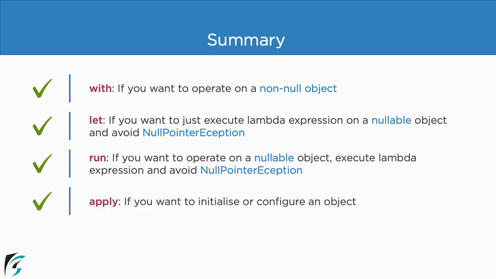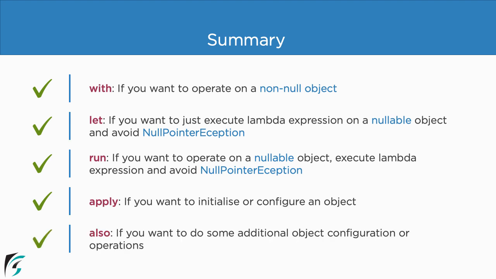Moving on, you can use apply function if you want to initialize or configure an object. Fine. And finally, you can use also function if you want to do some additional object configuration or operations. So anything additional comes using also function. So in future, whenever you feel confused about when to use what, just revisit this part of the video. Things will automatically get sorted.